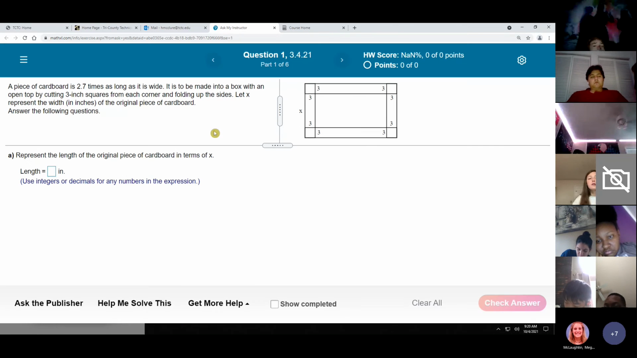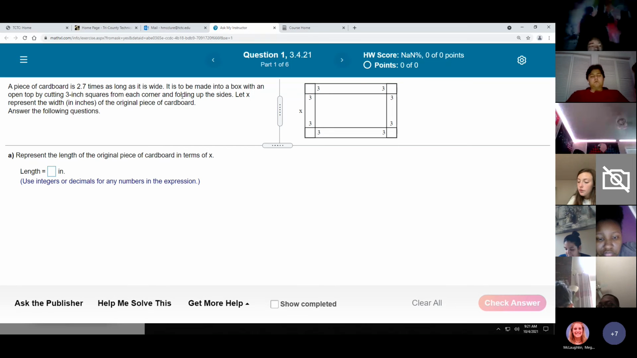3.4, 21, 11. This is my least favorite problem. I hate this problem. A piece of cardboard is 2.7 times as long as it is wide. So it's 2.7 times x this way. So you might as well put that on the bottom, 2.7x, because there's x right there.